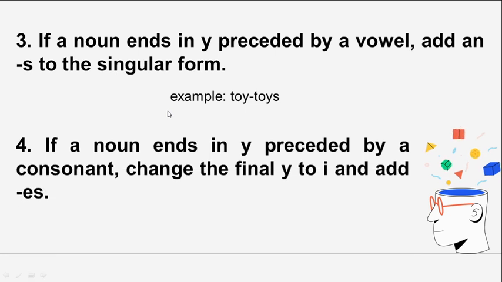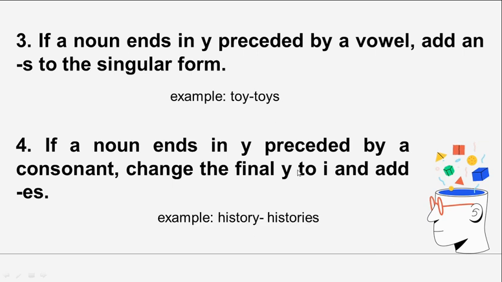In the 4th rule, if the noun ends with letter Y, preceded by a consonant, you need to change the final Y to I and add ES. Again, if the noun ends with letter Y, but this is preceded by a consonant, so the letters in the alphabet except the vowel letters, you change the Y to I and then you have to add ES.